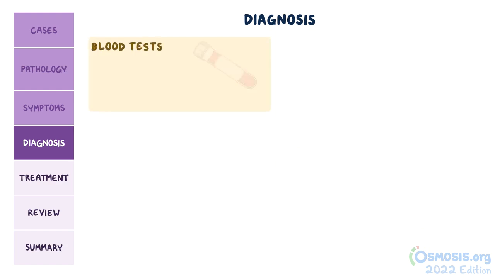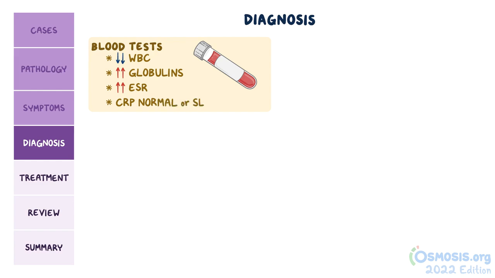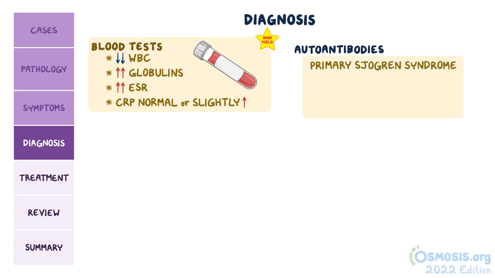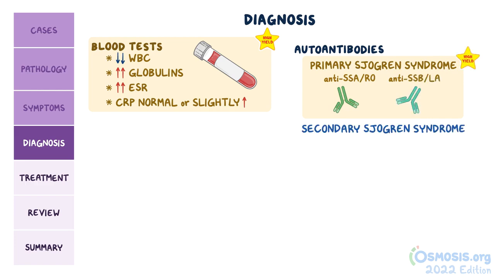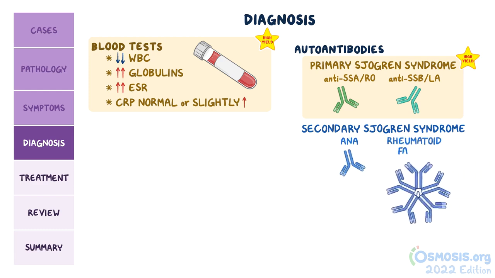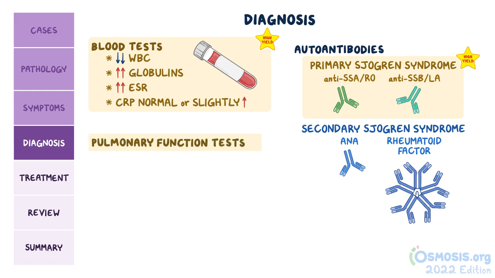Finally, blood tests are also needed for diagnosis. In Sjogren syndrome, there's often a low white blood cell count, elevated globulins, and an elevated ESR, while CRP might be normal or slightly elevated. When it comes to autoantibodies, primary Sjogren syndrome is associated with anti-SSA-Ro and anti-SSB-La, while secondary disease can also present other antibodies like ANA and rheumatoid factor, depending on the associated autoimmune condition. Other tests might be necessary, especially pulmonary function tests, to assess lung function, since lung involvement is highly common.